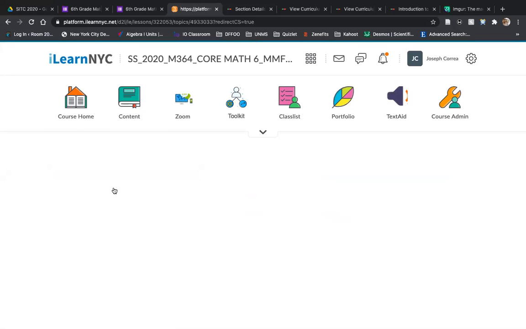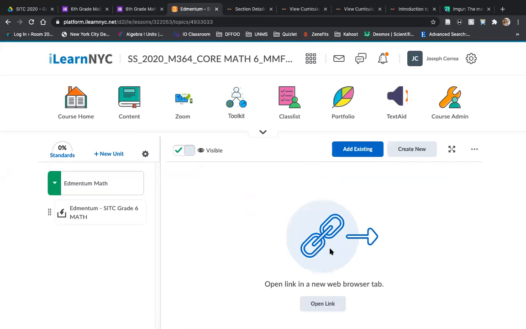Now you're going to see a page that says open link in new browser, right? Edmentum is a separate website inside of iLearn. So you click on open link here, and that's going to take you to the math classroom. So in iLearn, that's where you're going to see assignments.